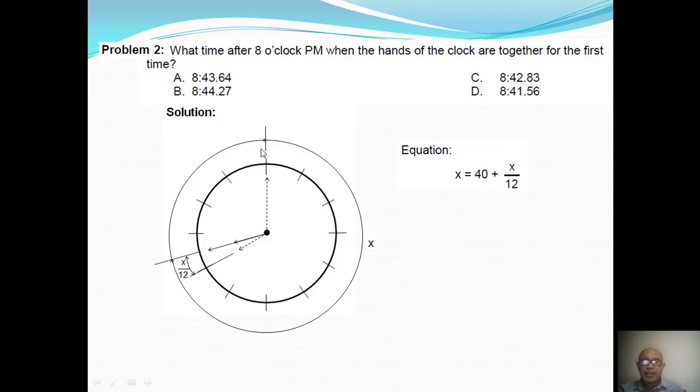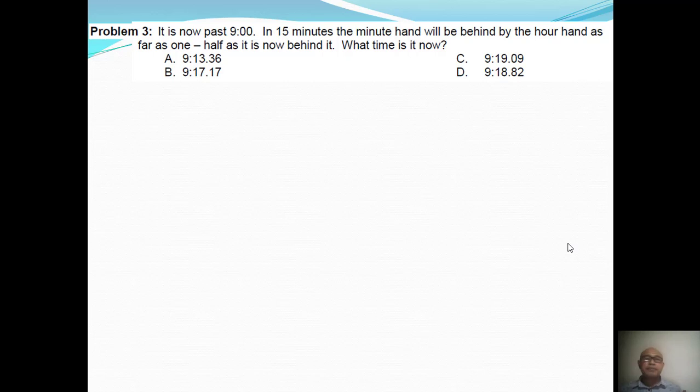Again, kuha niya. So, starting here, rotate yung minute hand by x minutes. Nandito na yan. The hour hand also moves x over 12. But from here up to here, we have 5, 10, 15, 20, 25, 30, 35, 40 minutes. So, x is equal to 40 plus x over 12. And from that, we can solve for x. And that is 43.64. So, the time is 8:43.64. Kuha? Okay.